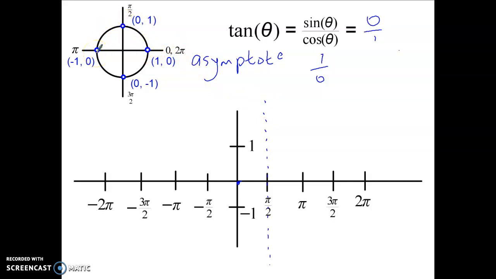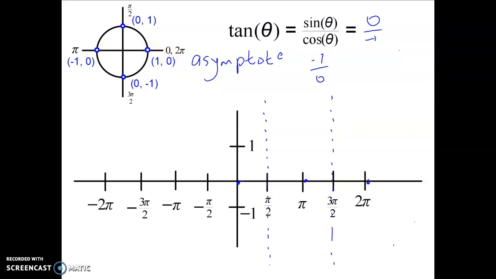Okay, let's continue around here to pi. Sine over cosine, 0 over -1. 0 divided by anything other than 0 is 0. So I've got a point right there. I'm making my way around to 3 pi over 2. Now I'm going to have -1 over 0. So again, that's going to give me an asymptote because it is undefined at that point and nothing divides away. All right, and then we're going to finish up right here at 2 pi. At 2 pi, sine over cosine, 0 over +1 again, and we're back to 0.